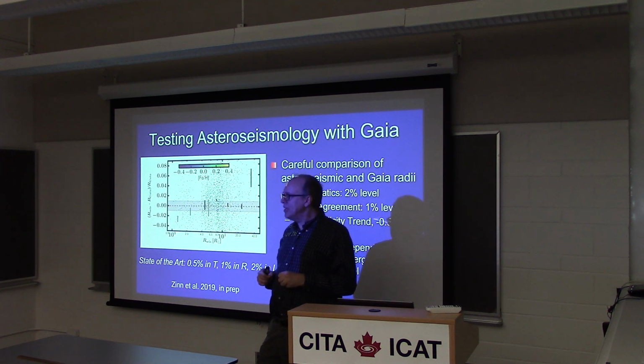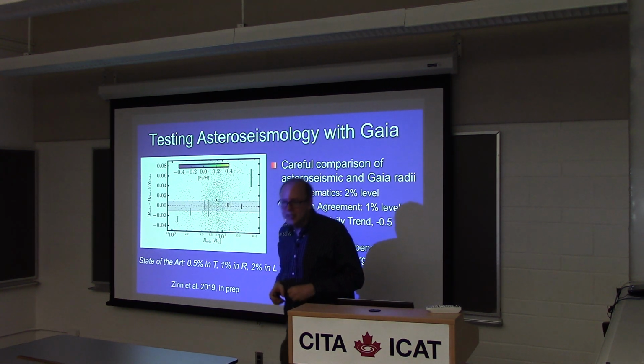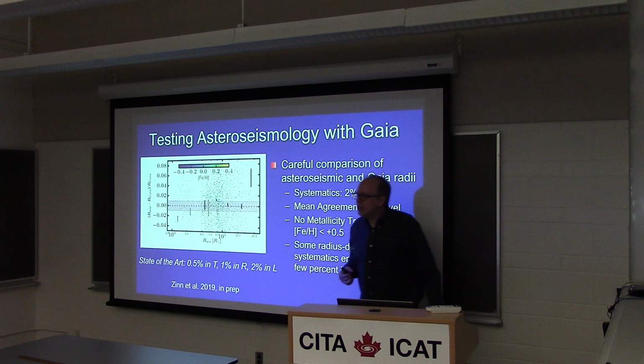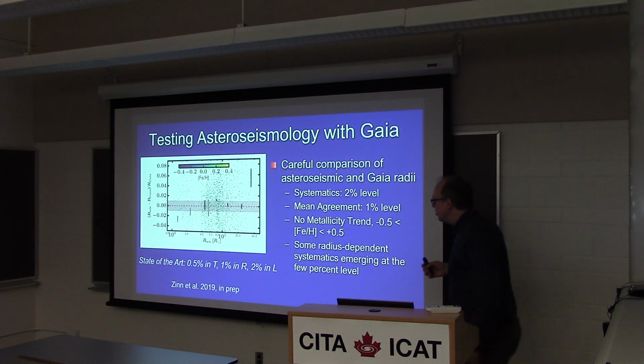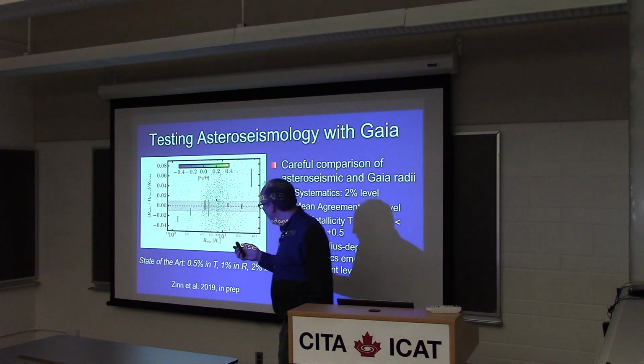So basically, I would contend that right now the state-of-the-art in stellar astrophysics is at the 1% level, which on the one hand is pretty good. On the other hand, we could probably do better, and so we probably do have to do better to take full advantage of this.